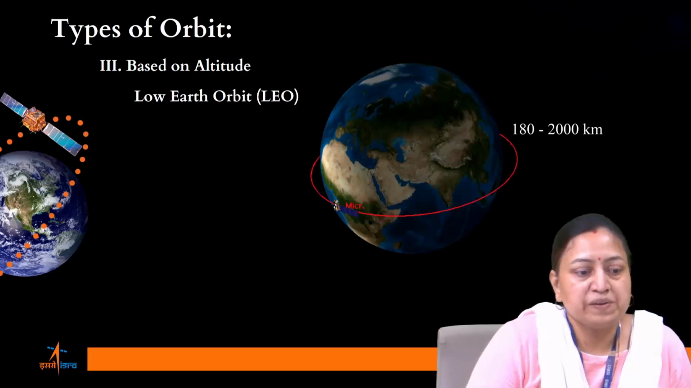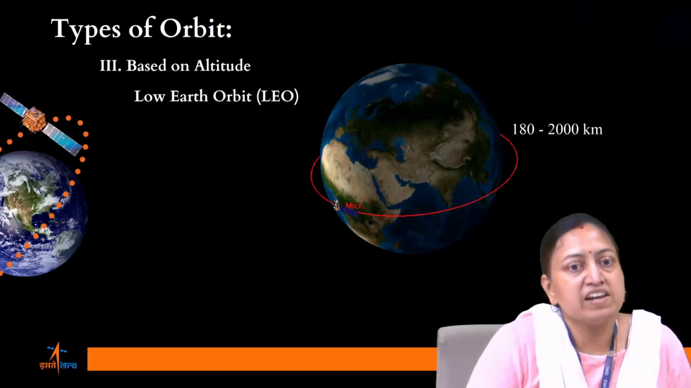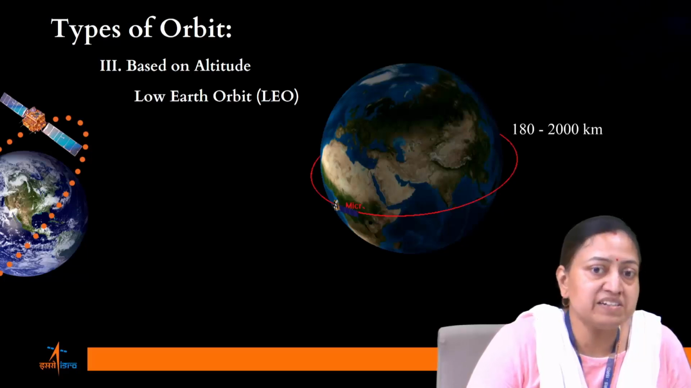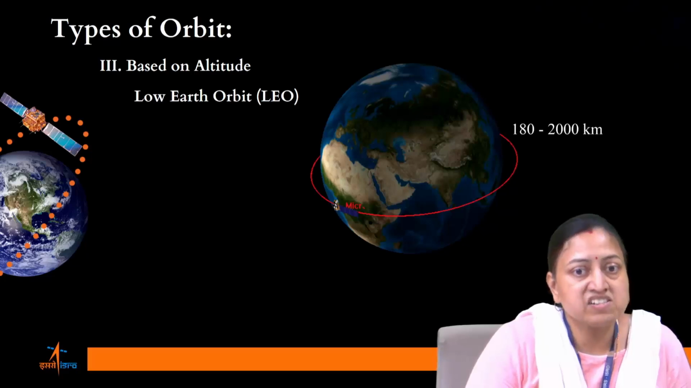The low Earth orbit. The satellite in low Earth orbit is at a height of around 180 to 2000 km from the Earth's surface. Satellites in this orbit travel at a speed of around 7.8 km per second. At this speed, a satellite takes approximately 90 minutes to circle Earth. The International Space Station is also a part of this range at around 600 km height.